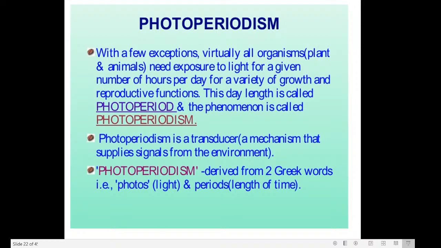Photoperiodism is a transducer. It's a mechanism that supplies signals from the environment. In photoperiodism, phytochromes are activated due to daytime and night. That is a major thing in photoperiodism.